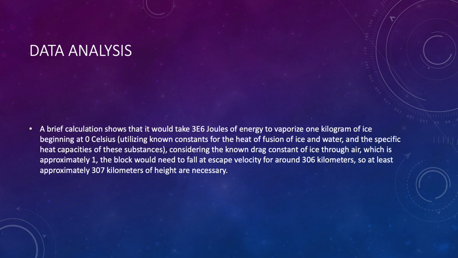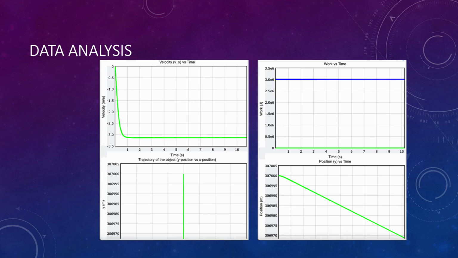So looking at data analysis, a brief calculation shows that it would take 3 times 10 to the 6 joules of energy to vaporize a kilogram of ice starting at 0 degrees Celsius, which is optimal here. And considering the known drag constant of ice through air, which is approximately 1, the block would need to fall at escape velocity for 306 kilometers. So let's just estimate that it needs to fall from a height of 307 kilometers above the surface of the Earth. And we can see some brief data analysis from the graphs generated by our GlowScript model.